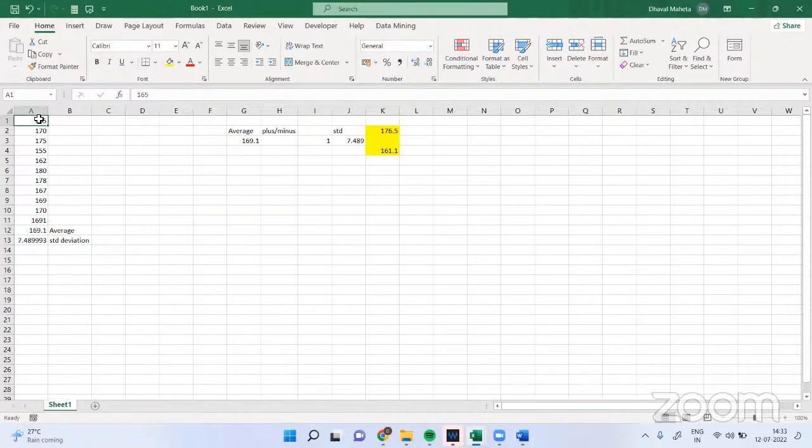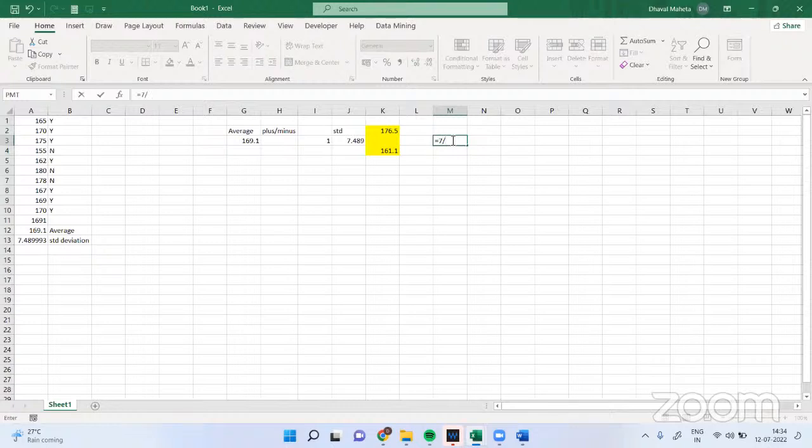165. Is it there in this range? Yes. 170? Yes. 175? Yes. 155? No. 162? Yes. 180? No. 178? No. 167? Yes. 169? Yes. 170? Yes. Now, out of this, how many no's are there? 3. So, roughly I can say that 7 out of 10 are following this rule. Do you agree? So, how much is this?